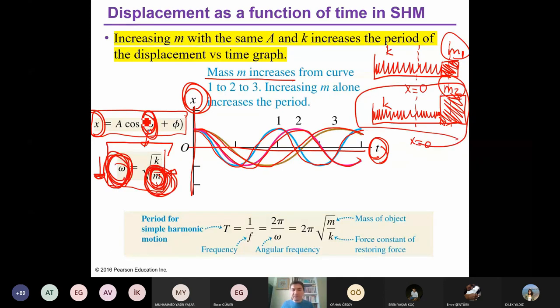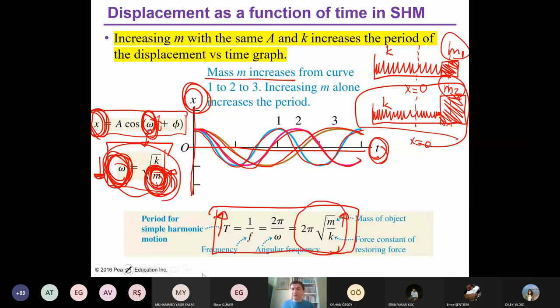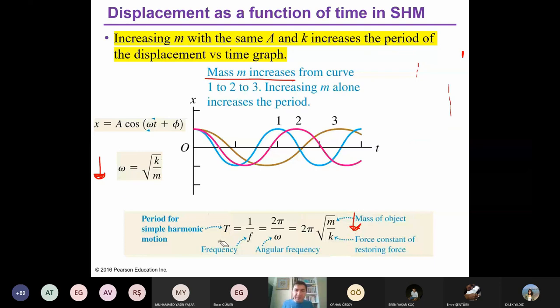Period is given by this expression, which we have calculated in the previous transparencies: 1 over frequency. It is also given by 2 pi over omega. So omega is given by this expression. Then I can write the period in this form, 2 pi square root of m over k. So if you increase the mass, then you increase the period. If you decrease the mass, then you decrease the period. So look at the x-t graph. What happens if you increase the mass? What is the period? This is the starting point for the blue curve, and it goes back to the initial x condition. So this is called the period T.